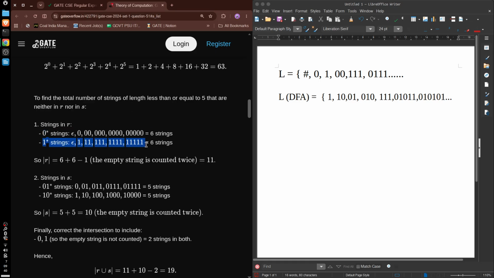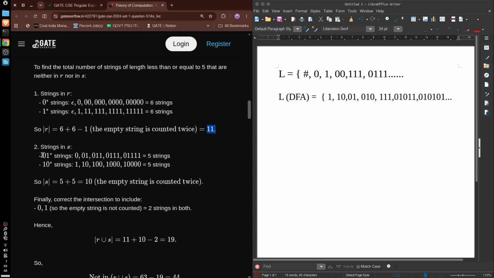Same with this, so we will have 6, so total we have 12 strings. But epsilon is in both, so we will be making 11 strings. Then we are going to do the same thing with this, right? Here the number of ones is increasing, and it will be like 0 0 1 0 1 1 1 and all these things. We will be getting 10 strings from here, right? So here is a 10 string and here is a 12 string.